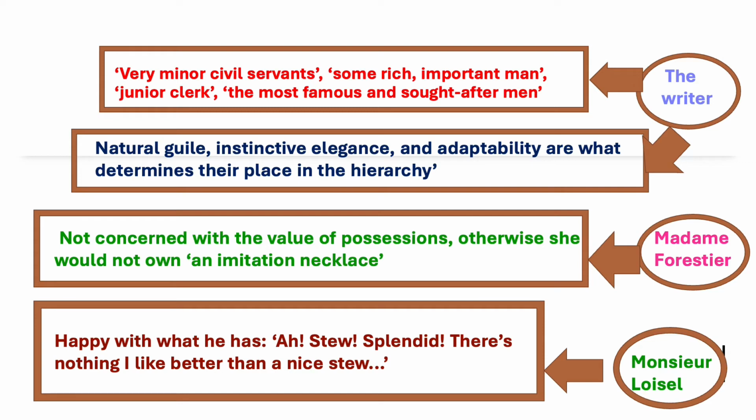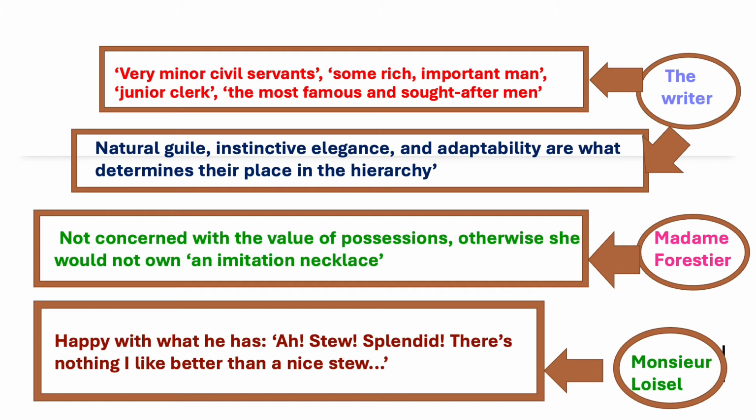It is described by the titles of men such as minor civil servants, junior clerk, most famous and sought after men, and so on. On the other hand, women's place in the hierarchy is determined neither by money nor possessions, but their natural guile, instinctive elegance, and adaptability. However, in Madame Forestier's case, she doesn't concern herself with the value of possessions, no matter how rich and affluent she is. Even if she has the capability to possess diamond jewelry, she wears imitation.